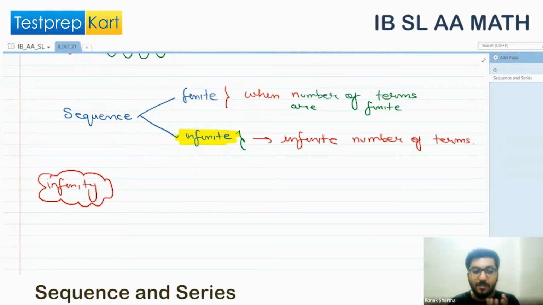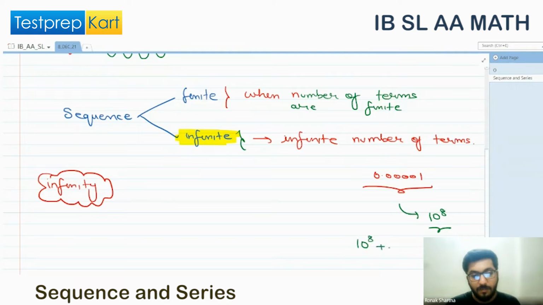So infinity is not a fixed number. It is a relative concept. If you're dealing with different concepts, it will have different definitions. Like if I talk in simple numbers, let's say I have a number 0.001, 0.00001. Now this is a number which is very small, near to zero. If I say the number is 10 power 8, and I add 0.00001 to it, this number is very much large, right?